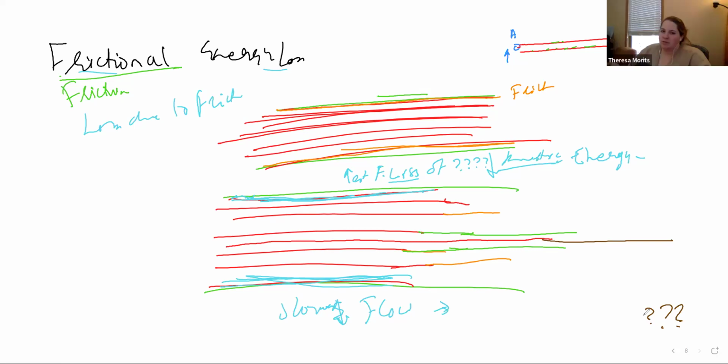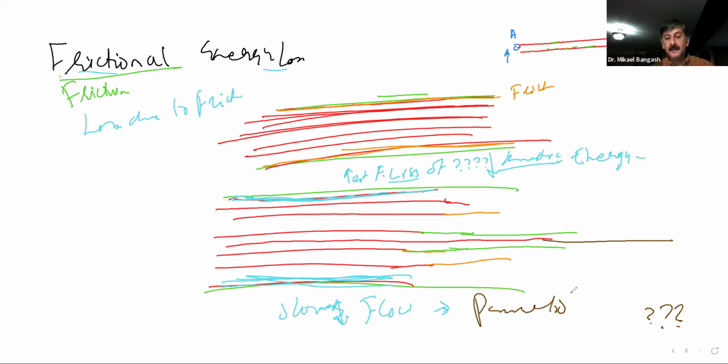Is it pulsatile? No. It's not pulsatile. So then, is it parabolic? Parabolic. And what did I say yesterday when we talked about parabolic flow?